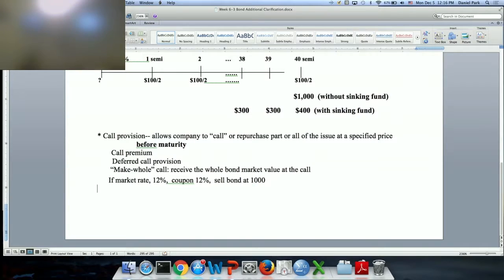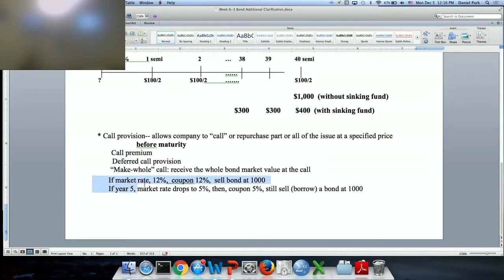And suppose in year five, the market rate drops to, let's say, 5%. Then the company can attach a 5% coupon and still sell or borrow with a bond at what, 1,000.